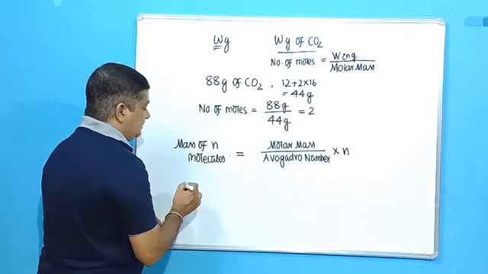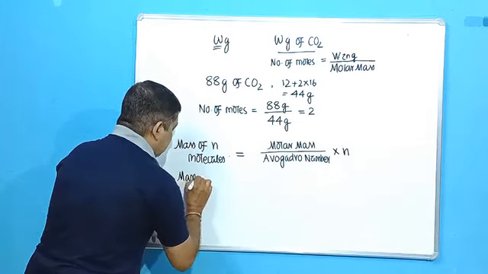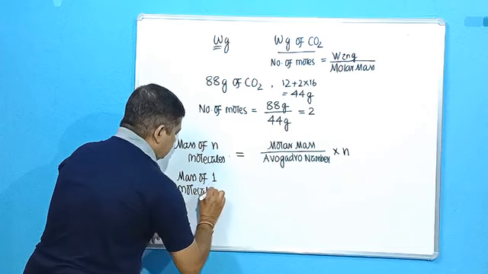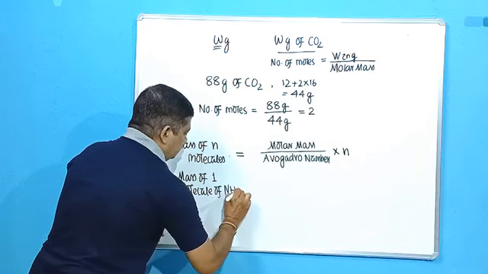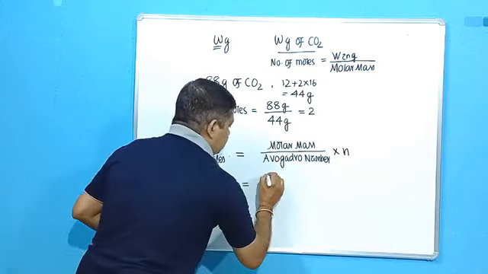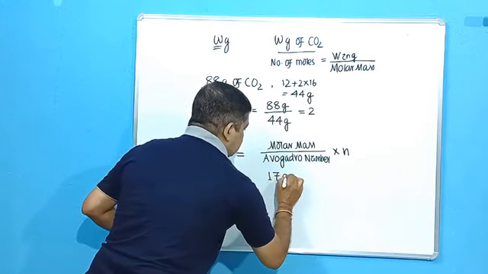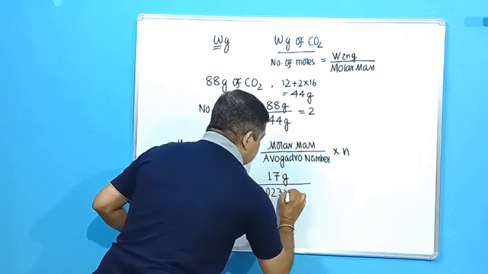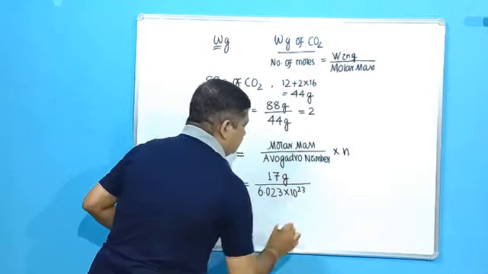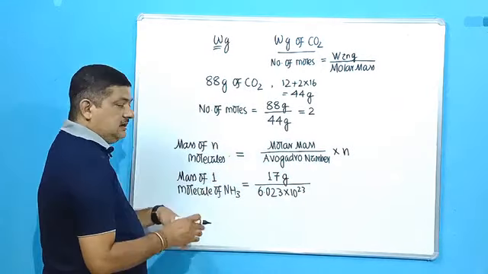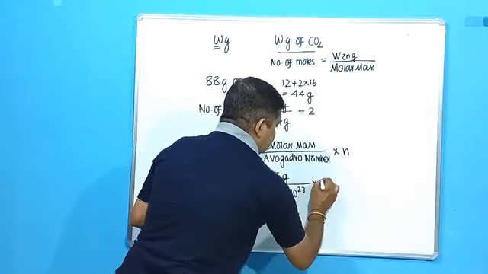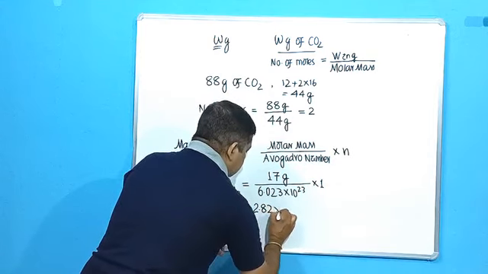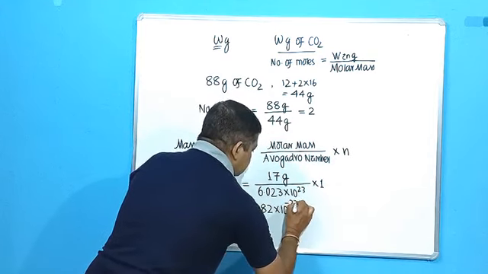So, the mass of one molecule of ammonia. The molar mass of ammonia is 17 gram divided by Avogadro number, 6.023 into 10 to the power 23, into n. One molecule means n is equal to 1, so into 1. So same answer, 2.82 into 10 to the power minus 23 gram.